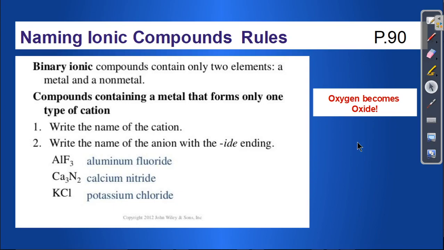Now, let's learn how to name ionic compounds. You are going to have rules both for ionic and covalent compounds. They have two different rules. These are the easiest of the rules, and the covalent is based on this. So you have to learn this one first. Page 90 has the rules.